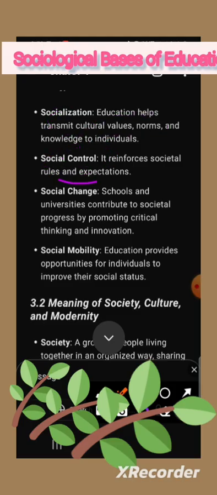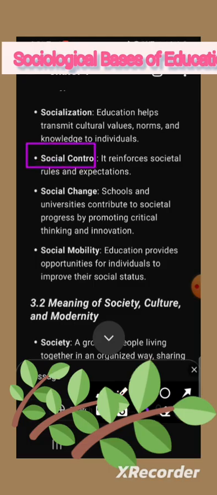Social control and also socialization. School plays a crucial role in shaping moral values, discipline, and social roles. The family and community also contribute to this process, but formal education provides structured learning and exposure to diverse perspectives.